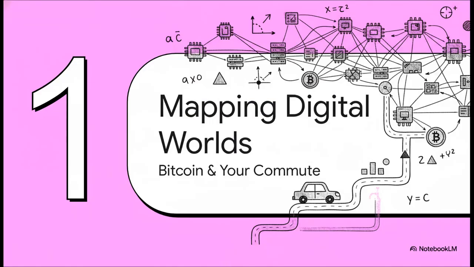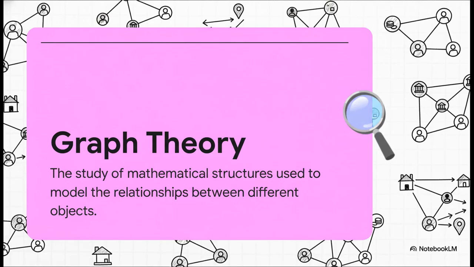So, first up, let's start by mapping out our digital universe. You're about to see how the exact same mathematics that traces cryptocurrency transactions is also what helps you figure out your daily commute. This incredibly powerful tool is called graph theory. Now, don't let the name intimidate you. At its heart, it's really just about connecting dots with lines. Seriously. The dots can be anything. People, bank accounts, locations on a map, and the lines just show how they're all related. It is the perfect way to visualize and make sense of complex networks.